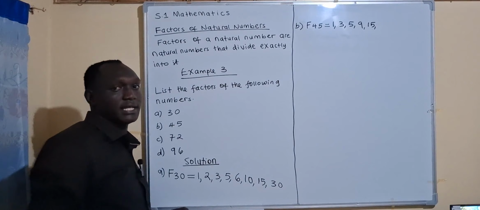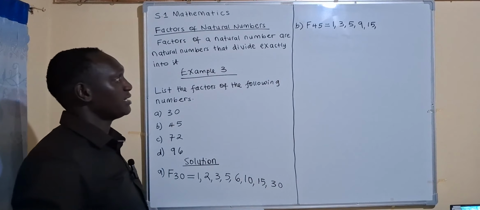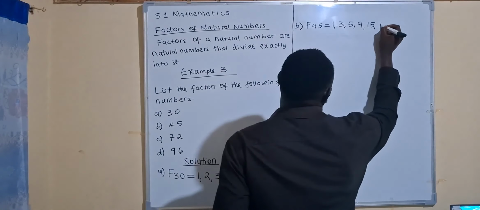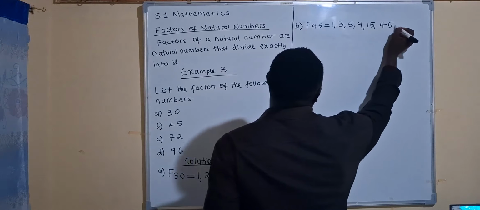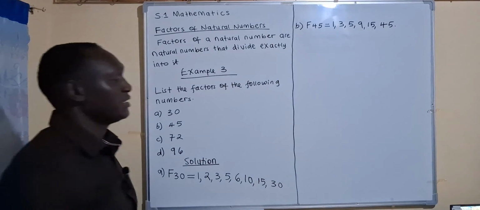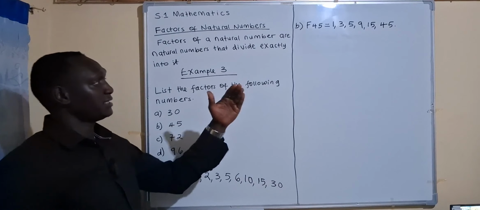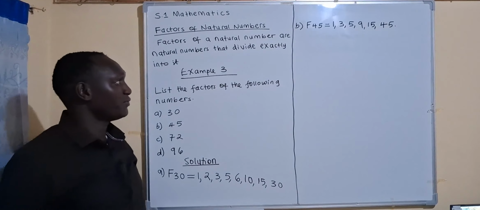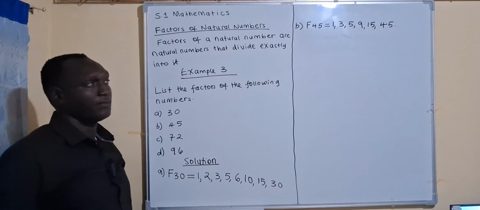16, 17, 18, 19, 20, all the way, there is no other factor until you reach 45. So these are the factors of 45. In other words, if you divide 45 by each of these numbers, the remainder will always be 0.